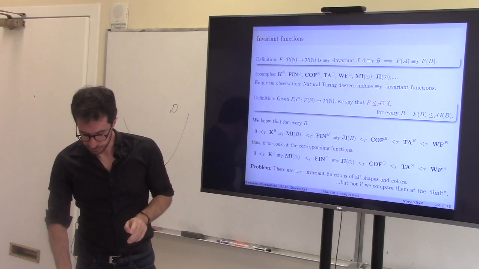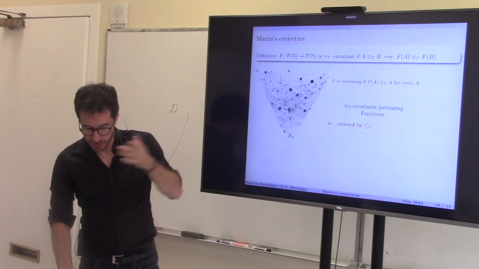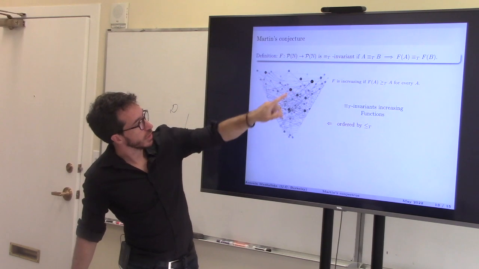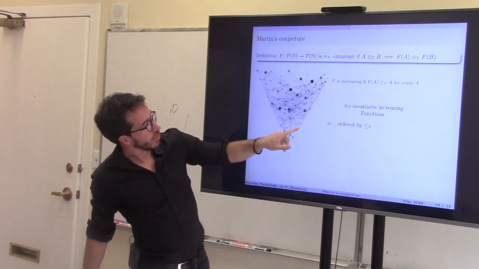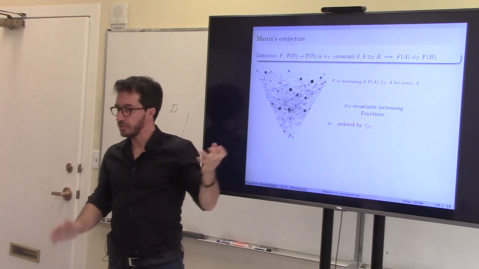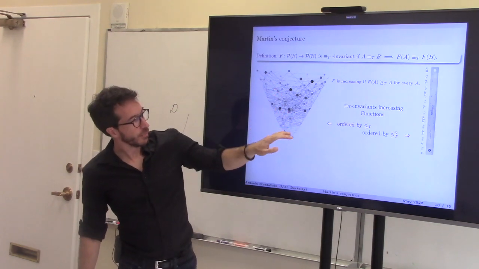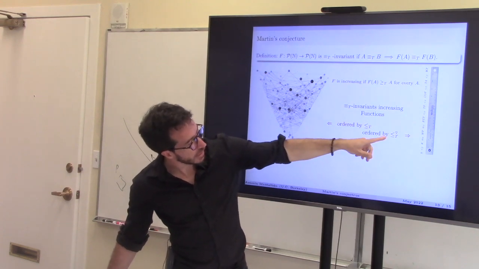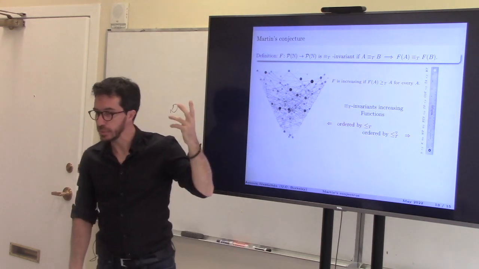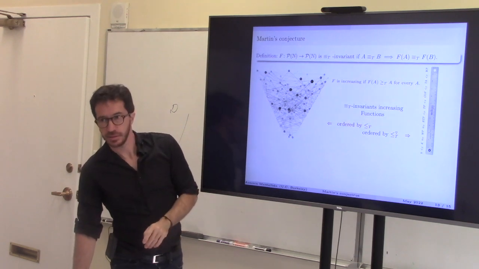Let me tell you what I mean. That's the definition of Turing invariant functions. If we look at the Turing invariant functions ordered by this ordering, where you just compare them everywhere, they are still chaotic. But if you compare them on this ordering that I'm going to define now, kind of in the limit, then they become nice.